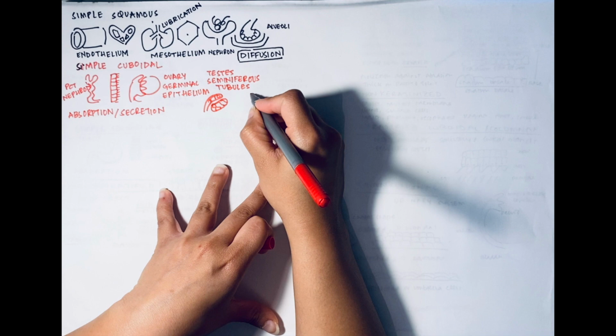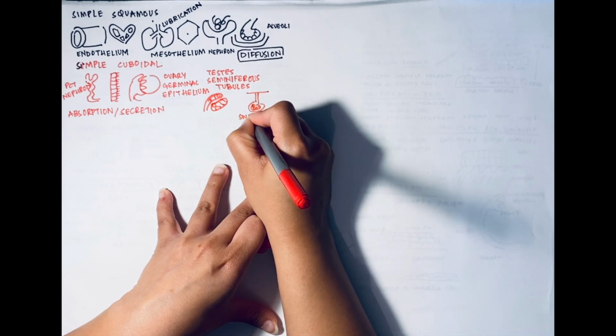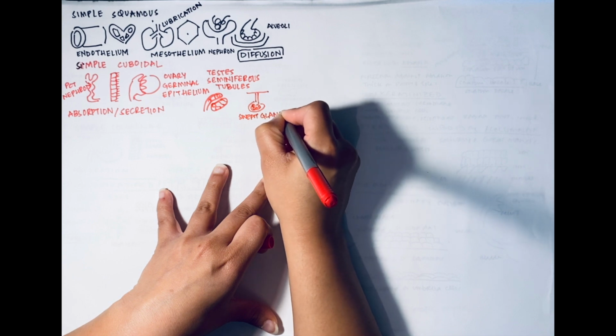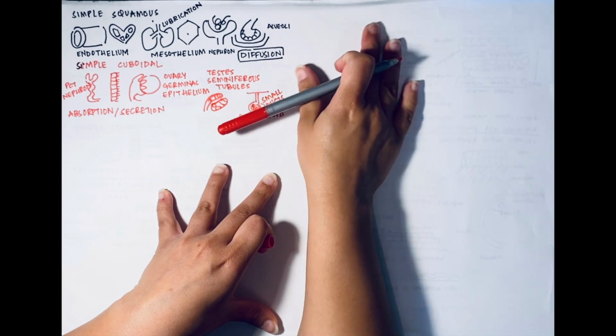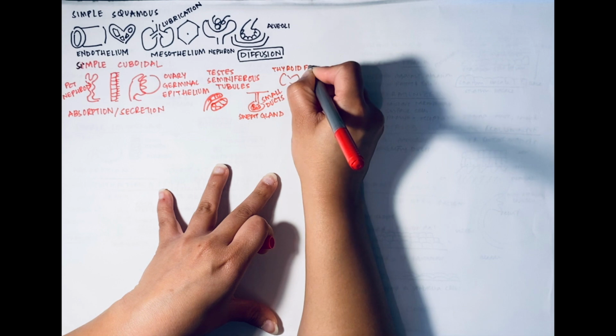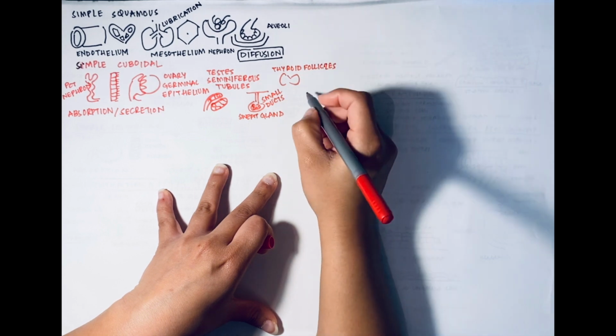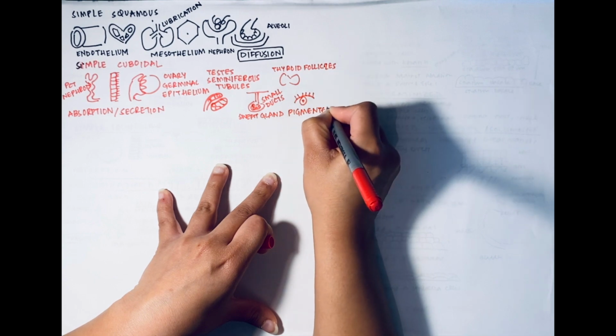I just want to point out here that the germinal epithelium is where the sperm are made, and the rest of the seminiferous tubules contain stratified cuboidal epithelium. Other places simple cuboidal is found is in the small ducts of the salivary gland, the pancreas, and the small collecting ducts of the kidney. It is also found around the secretory portions of the sweat glands and the thyroid follicles, as well as the pigmented retina of the eye.